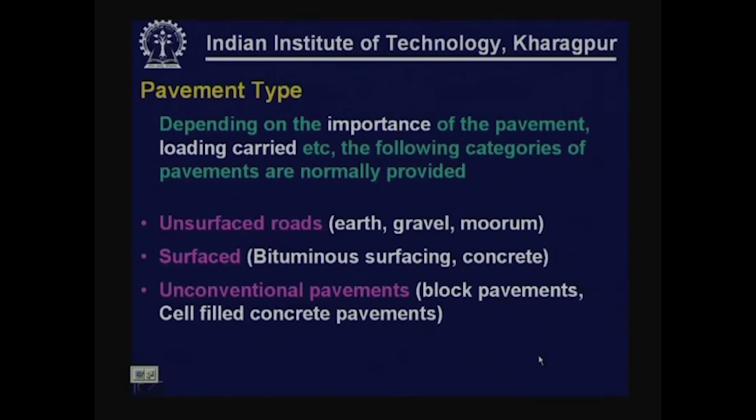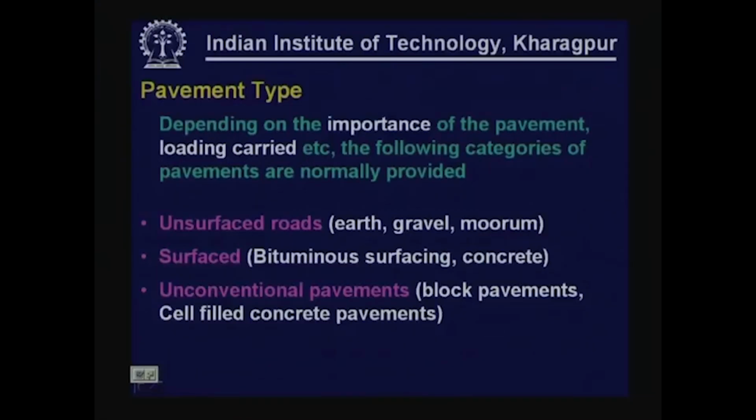Depending on the importance of the pavement and loading that we are considering, and also the climatic conditions that exist at a given location, normally we adopt different types of pavements. These are categorized as unsurfaced roads, where the surface is not sealed. We can have earth roads, gravel roads, muram roads, and other similar types of roads under this category. The main difference is that the surface is not sealed.